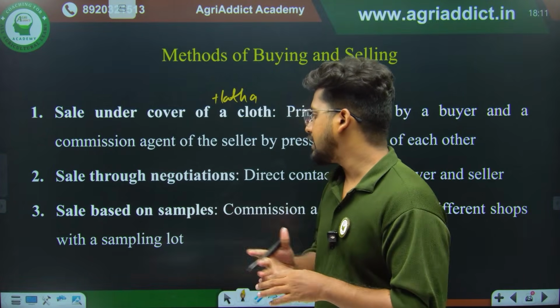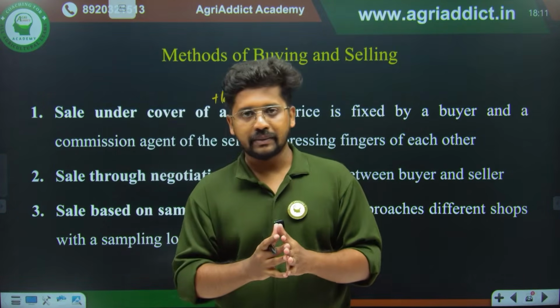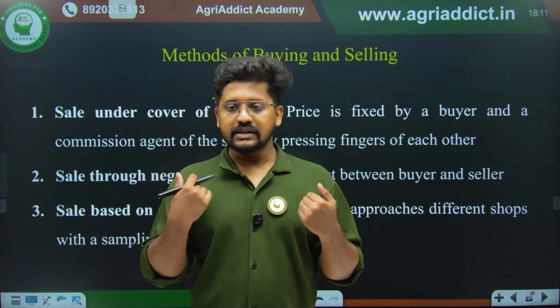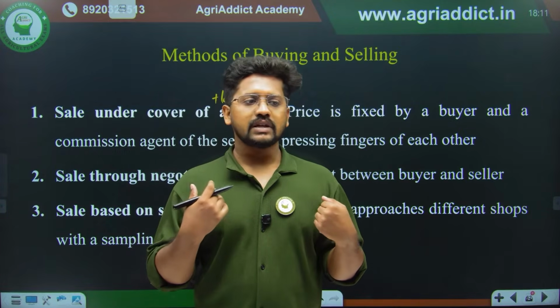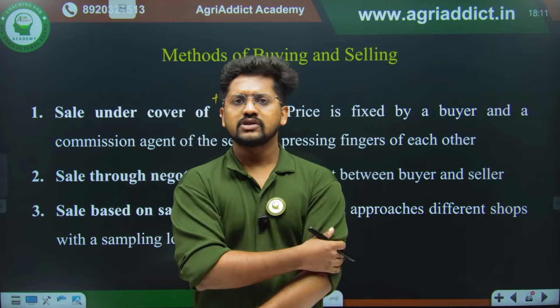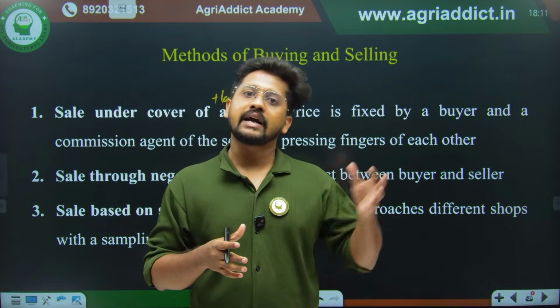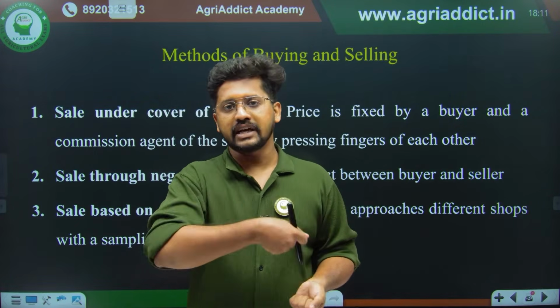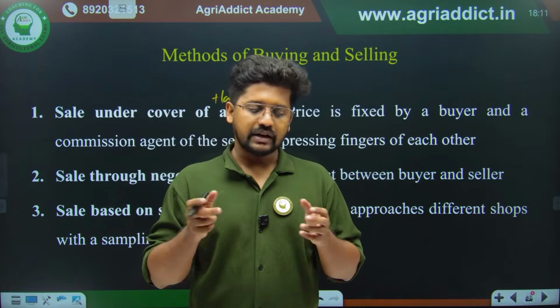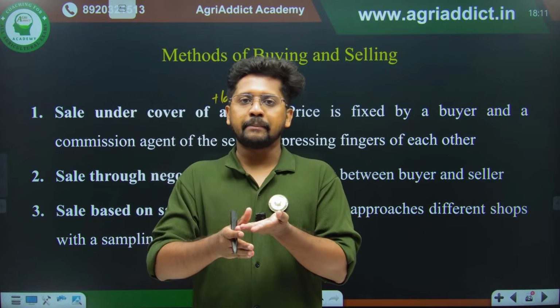Then sales based on the samples. So here what happens is, if I am a producer, I will be having a commission agent on my behalf. The commission agent will be taking a particular lot of my product. Maybe I have 1,000 quintals, but he'll be taking maybe 1 kg of this. So this 1 kg of product, he'll be making into samples.